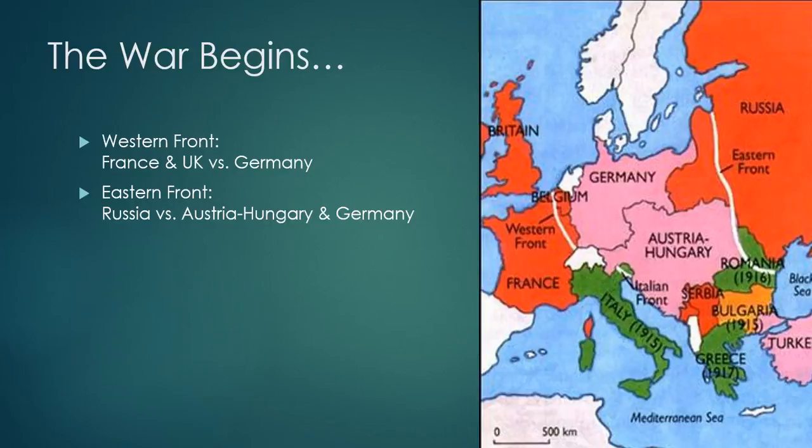Now remember, the Schlieffen Plan was to come through Belgium, around through France, and then up through Austria-Hungary. Now, the Schlieffen Plan is called the Schlieffen Plan because it was just a plan. It wasn't actually what happened.